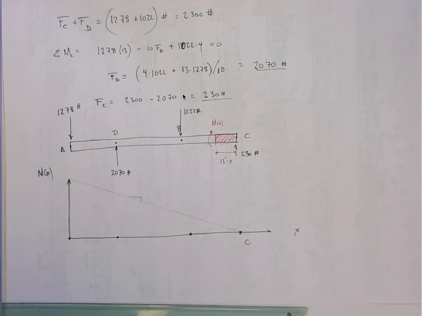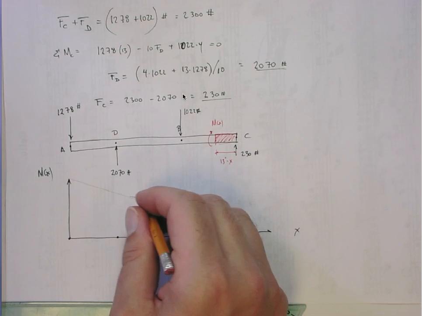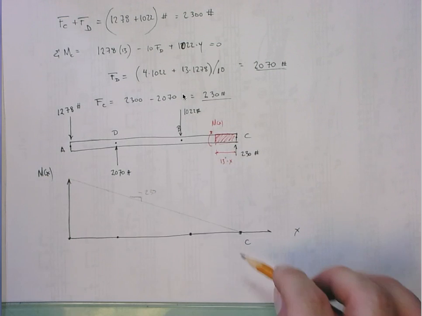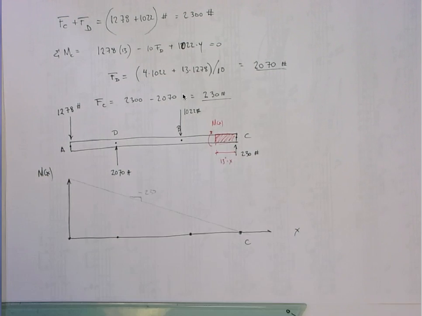Wait, no, wait, what am I doing? Is it going to be a positive or minus? The slope's 230. But yeah, the slope is a minus 230. Yeah, I'm sorry. Right, which is what I've drawn here. So it has to be increasing, right? So it gets maximum at this point, right?